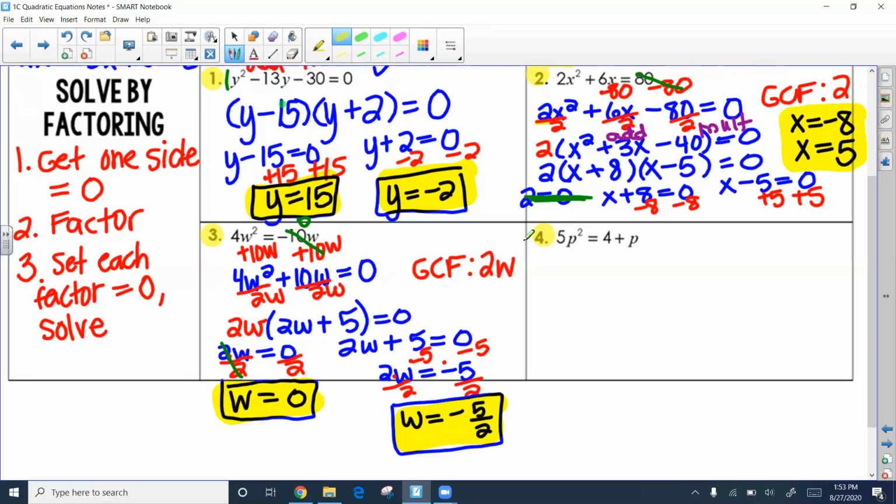So write down the last example, number 5. We have 5p squared equals 4 plus p. All right, 5p squared equals 4 plus p.